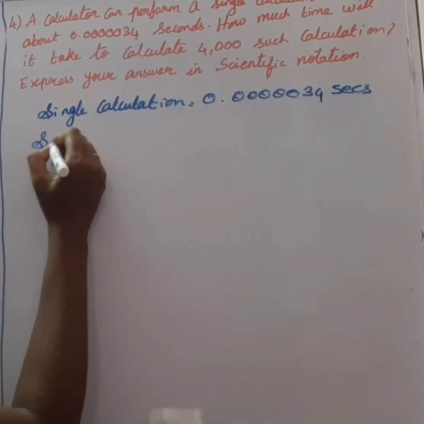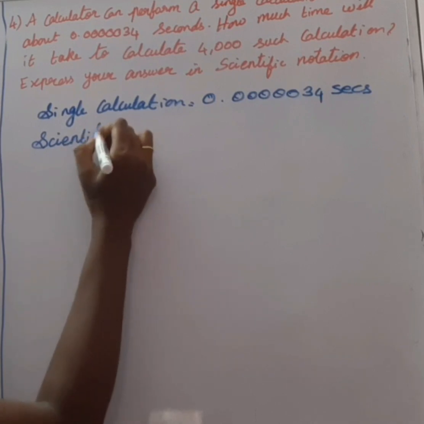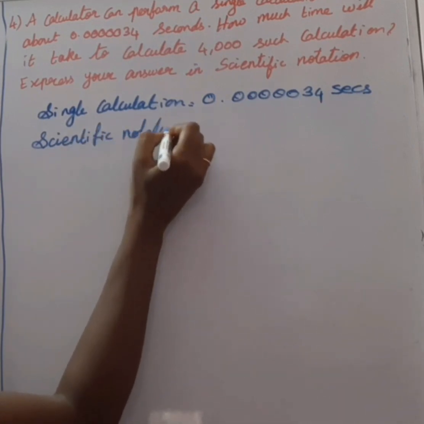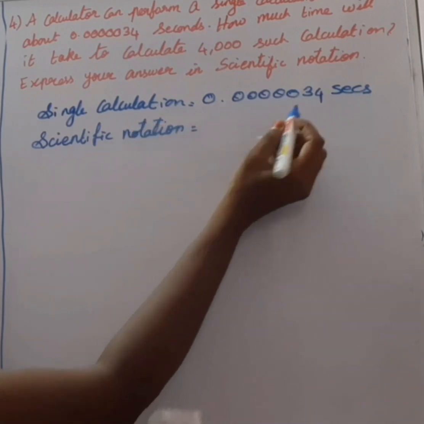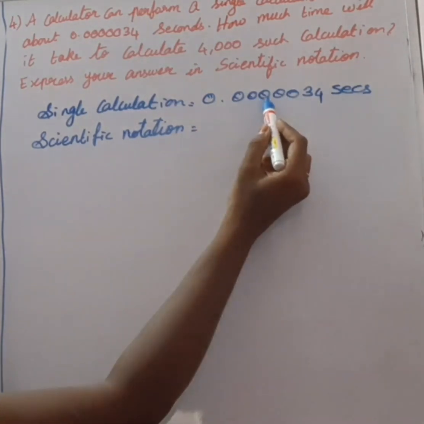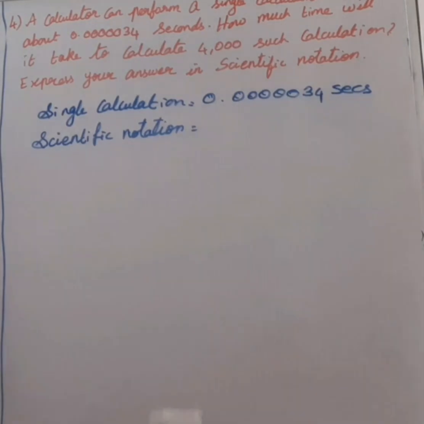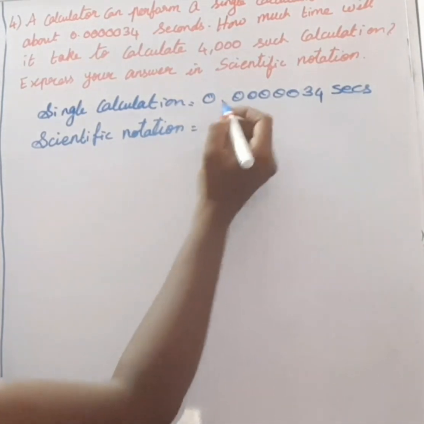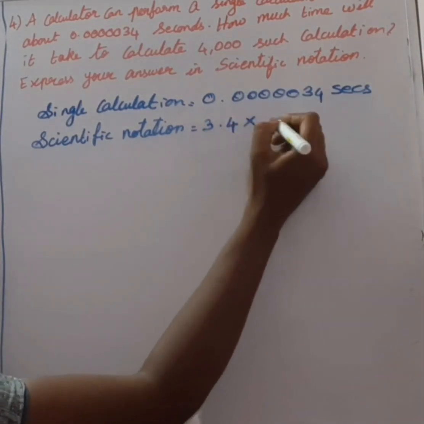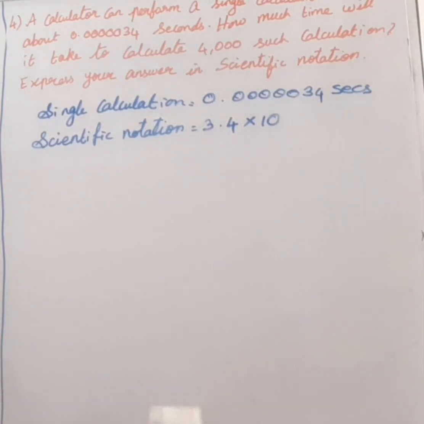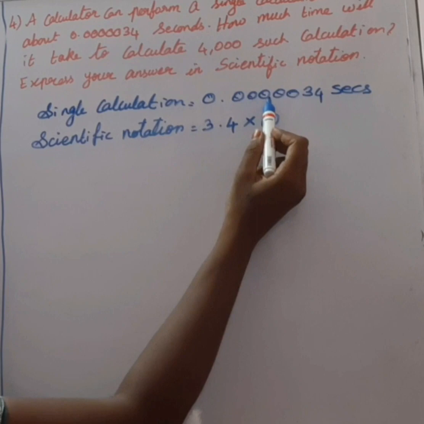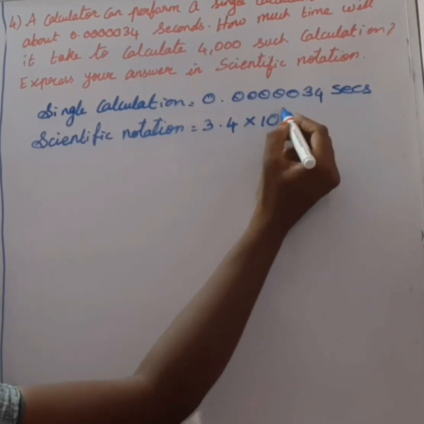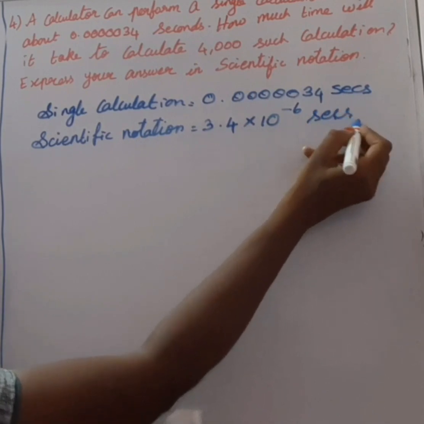Now we change that into scientific notation. We have 5 zeros and then a 3, 4. So we take 3 as the integral part and 4 as the decimal part: 3.4 into 10 power. If a number is in decimal form, the power must be negative. How many digits here? 1, 2, 3, 4, 5, 6. So 10 power minus 6 seconds.